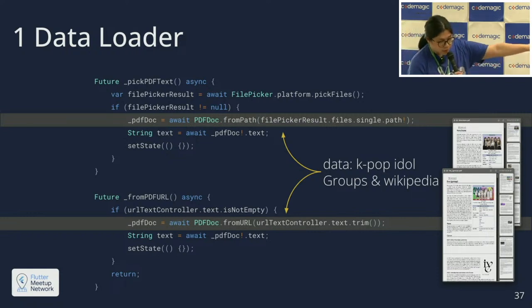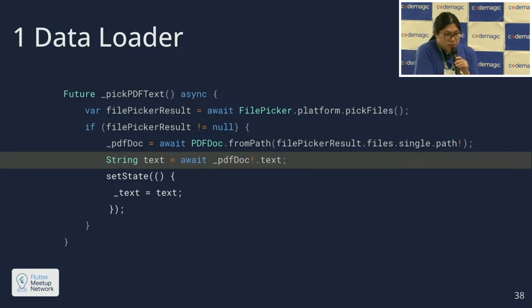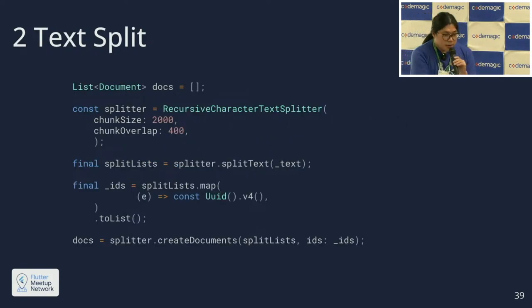Here, I wrote information about the top 10 singers or groups from the Korean top 100. The PDFDoc fromPath method returns a PDFDoc object, and by using the asynchronous getter text of the PDFDoc class, we read the text content from the PDF. This method retrieves the entire text content of the document and returns it as a string object. Next, I explain the code for the second step, text splitting.